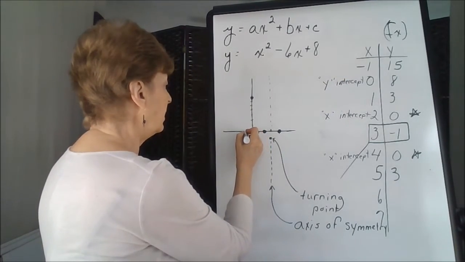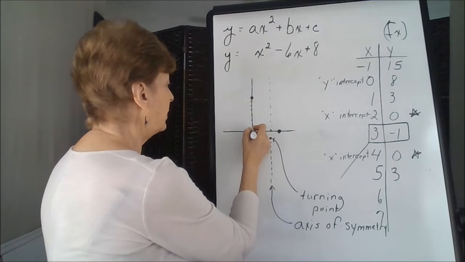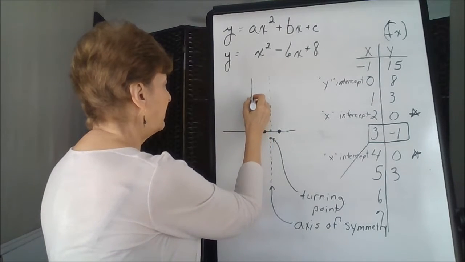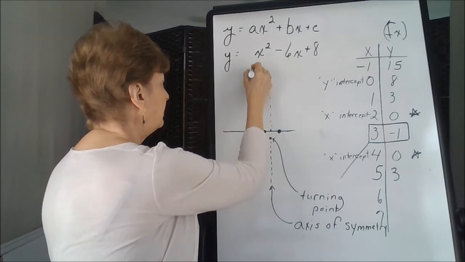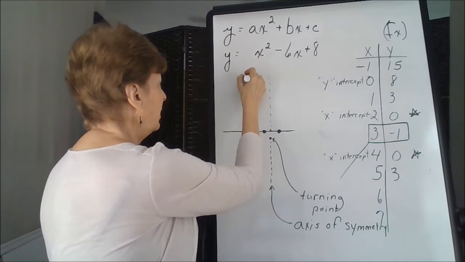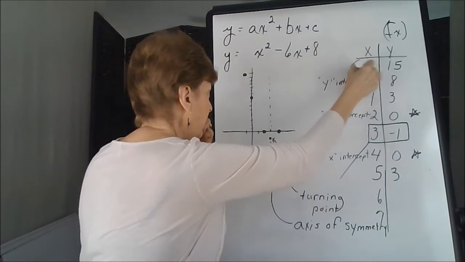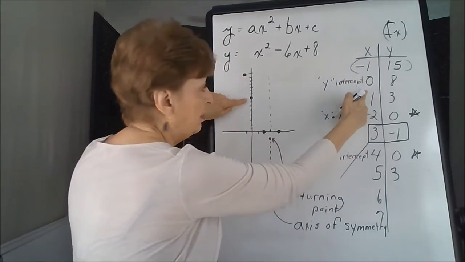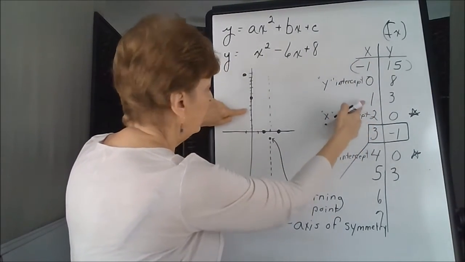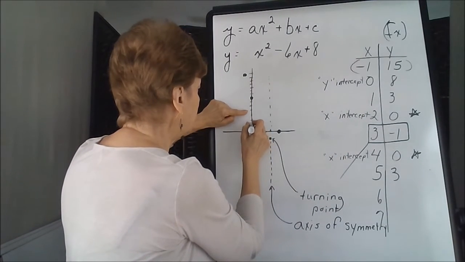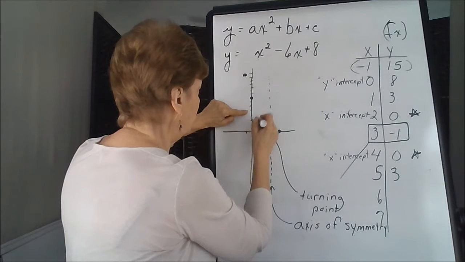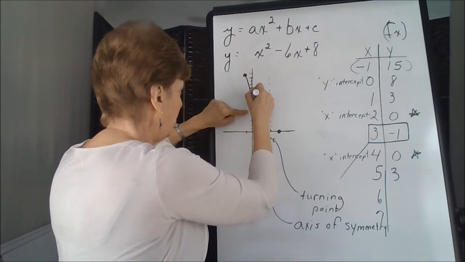-1 and 15. Here's -1. 1, 2, 3, 4, 5, 6, 7, 8, 9, 10, 11, 12, 13, 14, 15. So at this point, we've got our first ordered pair. Then we've already plotted the y-intercept. Here's 1 and 3. So 1, 1, 2, 3 would be here. Here's our parabola starting to form.